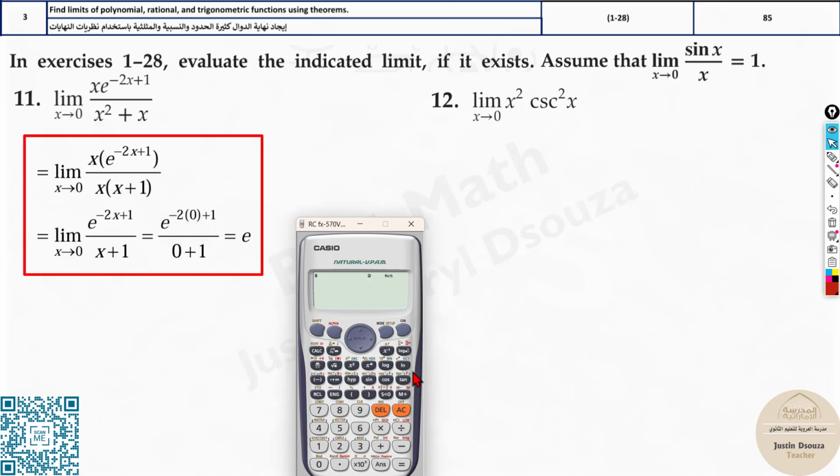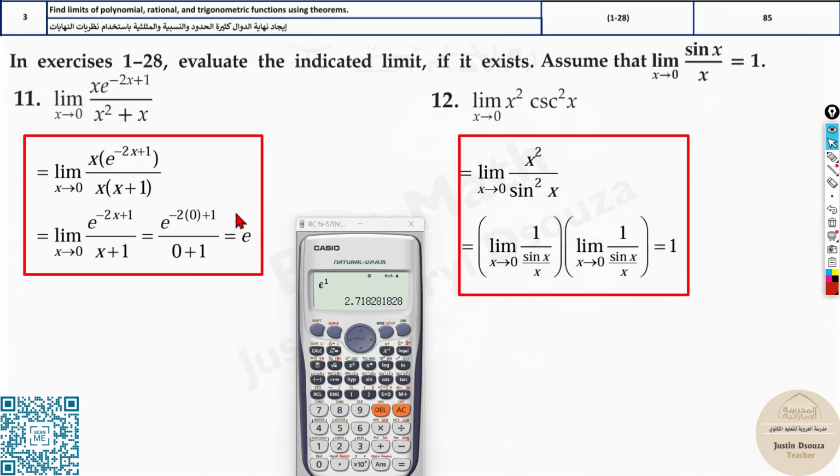If you go over here, shift e to the power 1, what is it? 2.718. That is Euler's number. In your options, you will not be given 2.718. They'll give you the e value. So you must realize 2.718 corresponds to the e value.